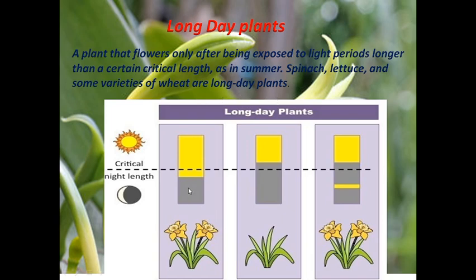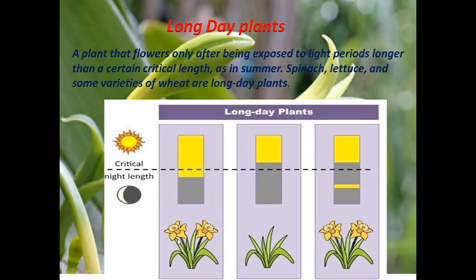What happens? Here you can see this dotted line, it shows the critical photoperiod. This dark portion shows the night length and this in yellow shows the day length. So what happens in the first case, when the night is short and the days are long? Fine. So the days are longer than the critical photoperiod.